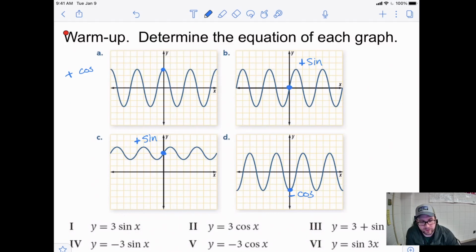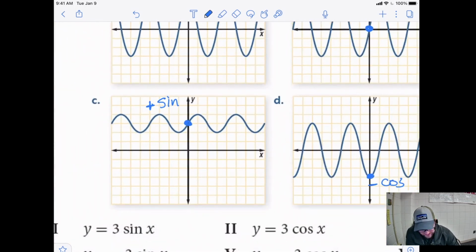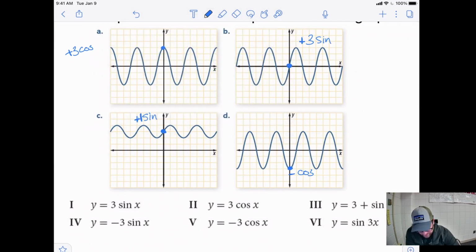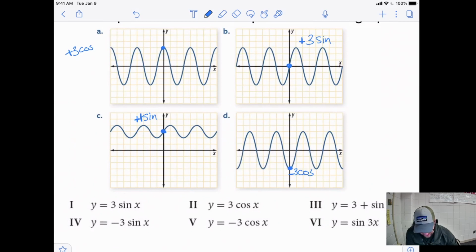The other thing that we have to play with is amplitude. This one is going 3 up above the midline and 3 below the midline, so we know that this must have a 3 as its amplitude, and that's always the first value. Same with our sine function over here. We are 3 above and 3 below, which means we have an amplitude of 3. This one, for part C, only has an amplitude of 1. It's only going 1 above and 1 below the midline, so we can slide a 1 in there. And for our cosine one over here, this one again has an amplitude of 3, but it's starting from that negative position. So we're going to have a negative 3 amplitude.